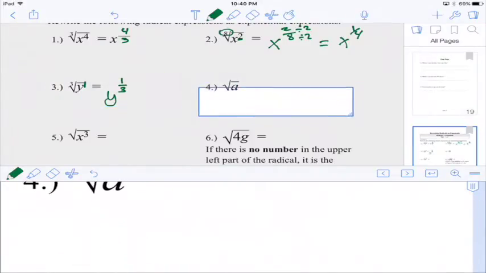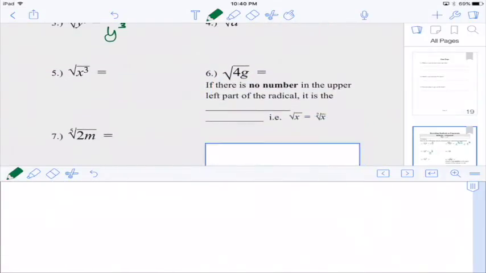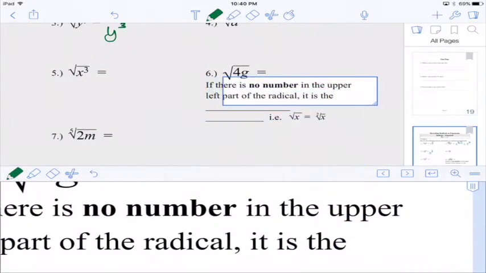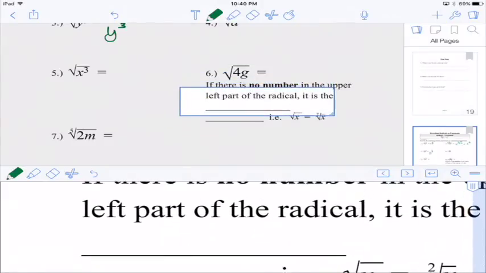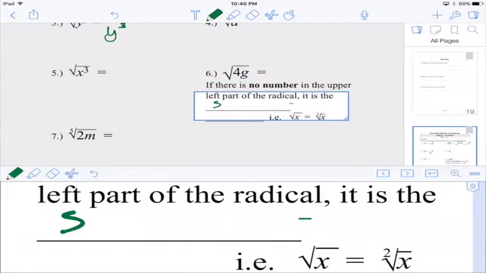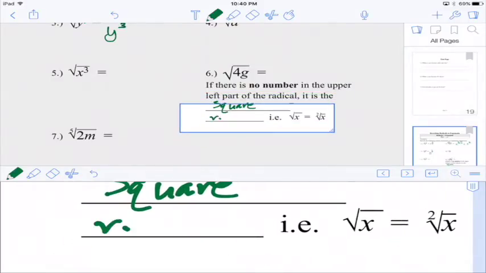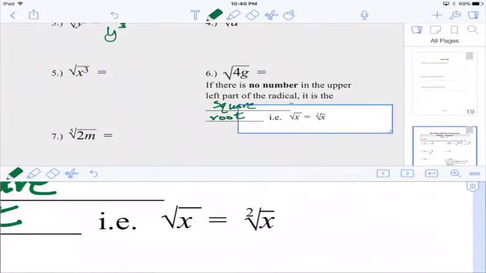On number 4, it's missing the note. The note should be up there, actually. If there's no number in the upper left part of the radical, so right here, it is the square root. So if there's no number up here on that radical, we know it's a square root. Those are the roots that you guys have dealt with before.